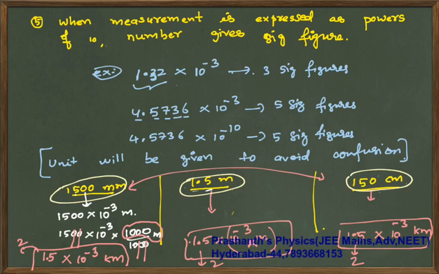My point is, the number of significant figures will not change on changing the units. So according to this particular unit you have to do it. Hope you have understood this. With this we will stop this part, significant figures. Next we will go to rounding of digits.